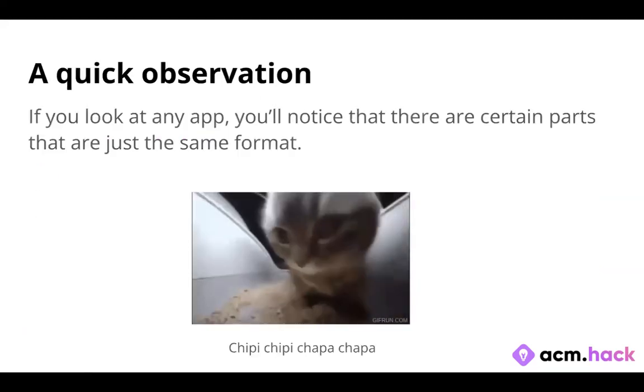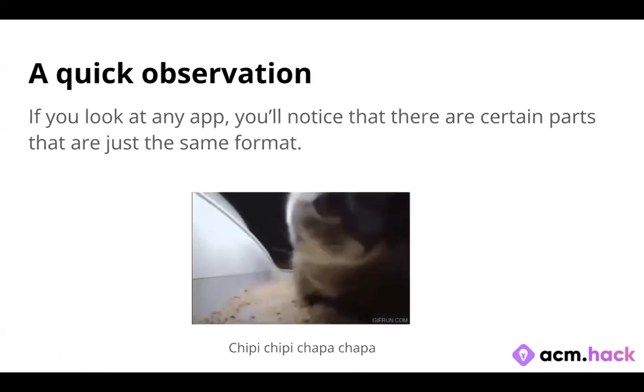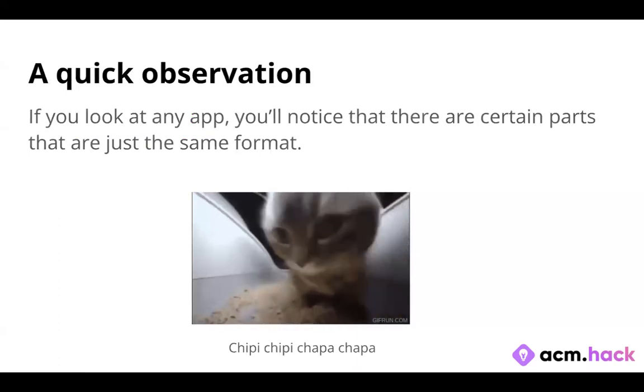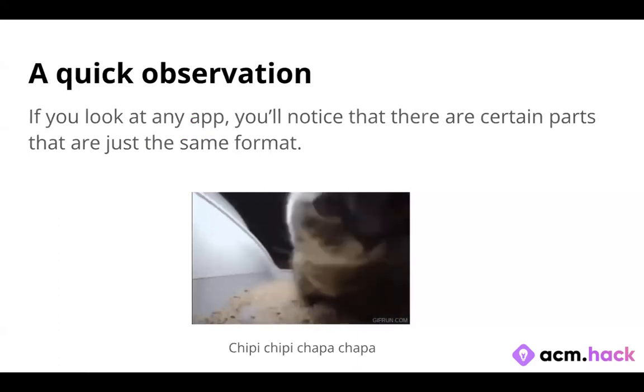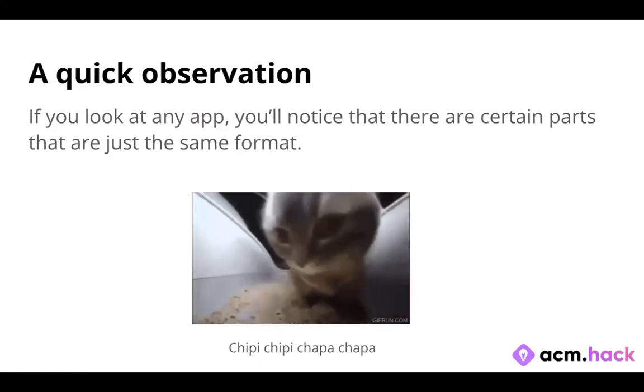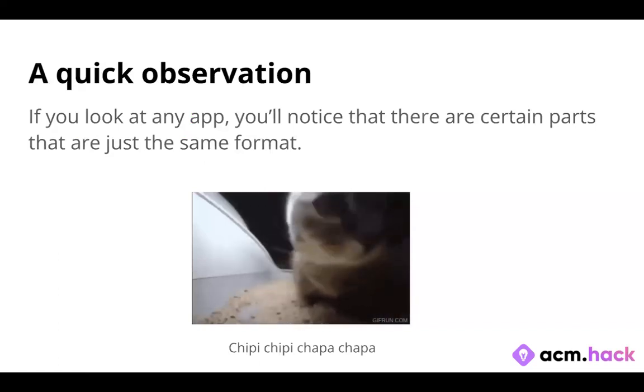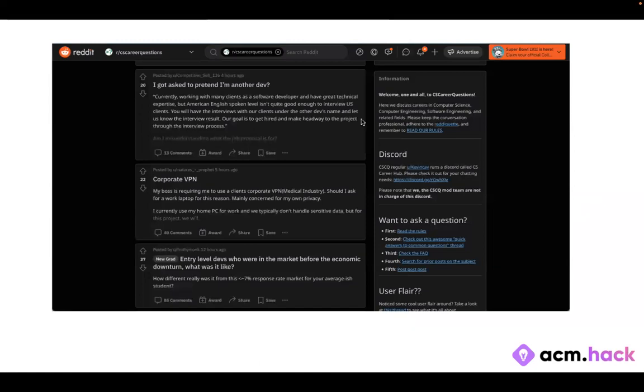So a quick observation: if you look at any app, you'll notice that there are certain parts that are just the same format. And I'm just realizing that the examples I have coming up are all web apps, but it also kind of goes for mobile apps too. So for Reddit, each post has the same format. They all have the same upvote and downvote buttons and all the actions at the bottom. Each one has a title and an author and the general content of it.